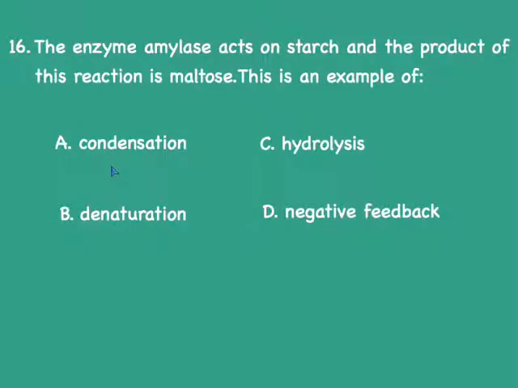The enzyme amylase acts on starch, and the product of this reaction is maltose. This is the reverse of a condensation reaction, and to reverse a reaction in which water is removed, one needs to add water. And when this is done, the reaction is described as a hydrolysis.